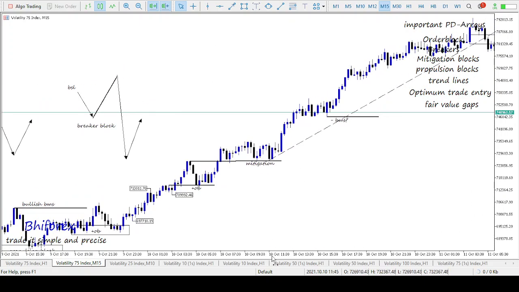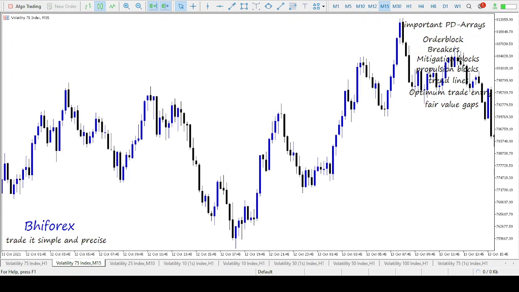Now let's see where we can find a very nice breaker block. If you look at my screen, the first question I want to ask is, what can you see? Can you see the breaker? Can you see the stop hunt already? Can you see the return to breaker? All right, so let's mark it out together.